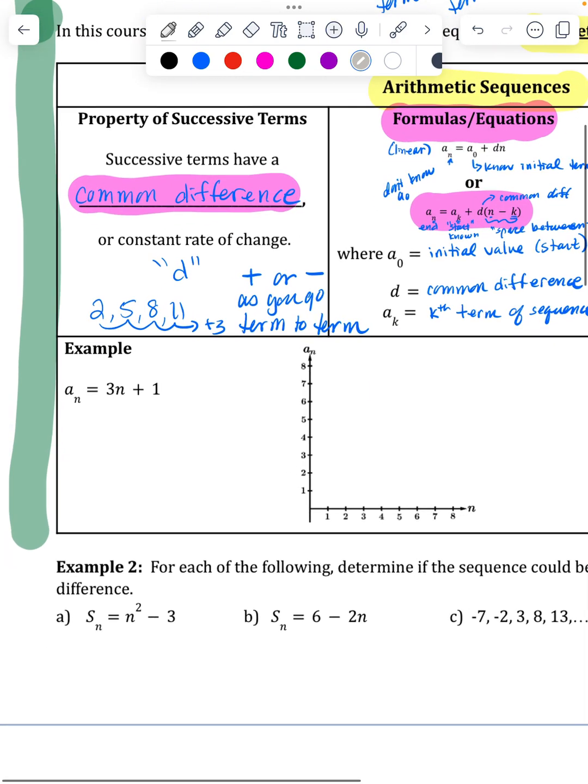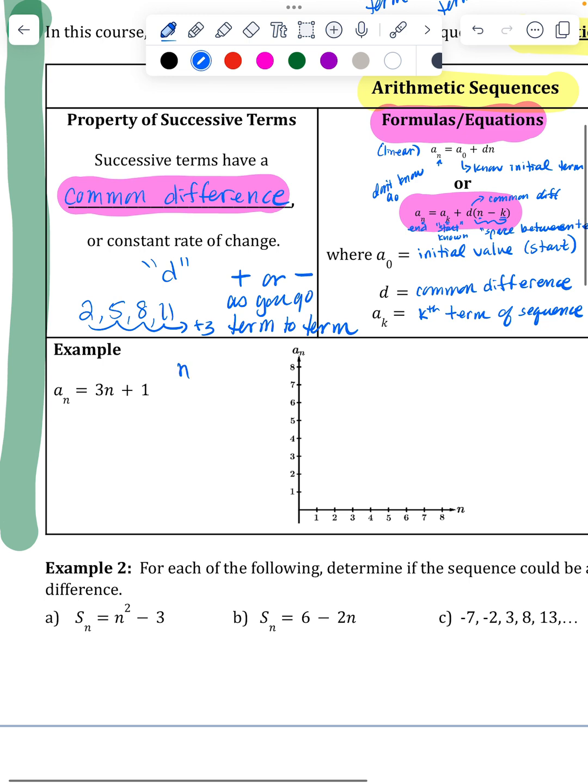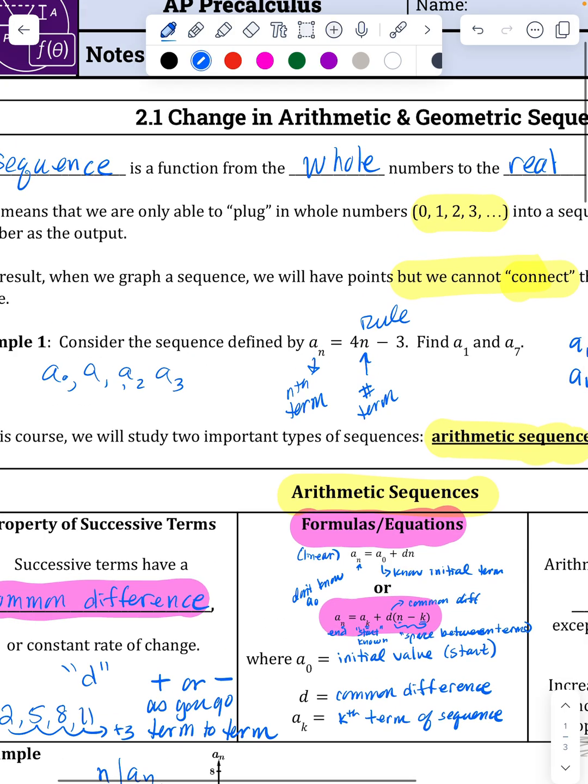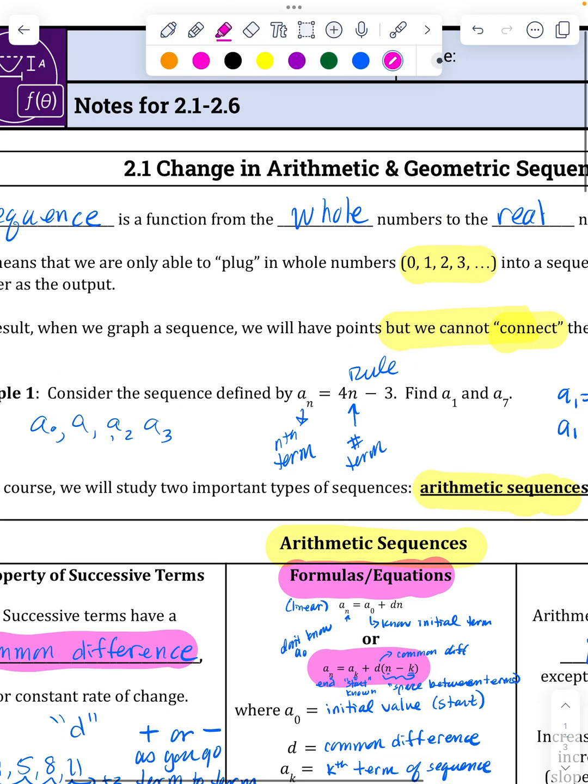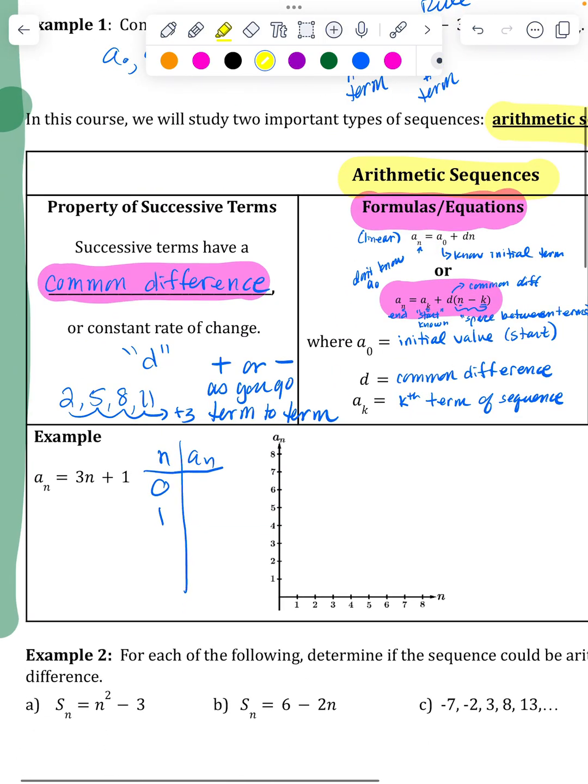So for example, let's take a look at the one that they gave us here, and let's make a table of values for ourselves where we're going to get the first few terms. I never plug in negative numbers like we would when graphing a function. You only start with whole numbers. That's what we said right up at the very top. The whole numbers are the counting numbers plus 0. So 0, 1, 2, 3. That'll give us a good idea.